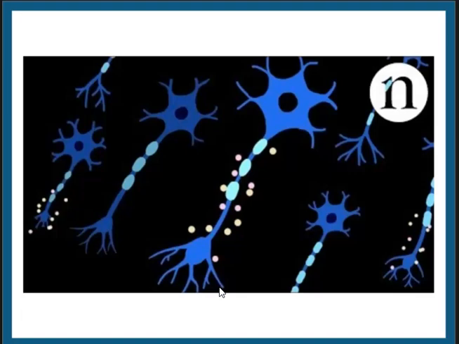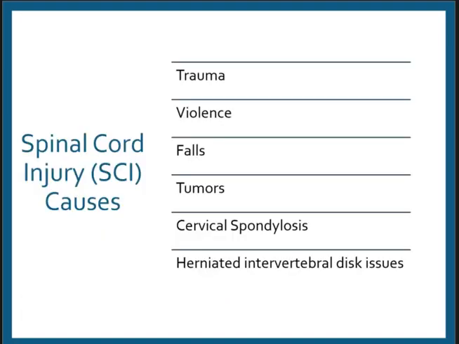Moving into spinal cord injuries. So causes of a spinal cord injury: trauma, violence, falls, tumors, cervical spondylosis, herniated discs. There's a lot that can cause cervical cord injury, and if you're not watching the Clancy trial, just jump on it. She had a spinal cord injury.